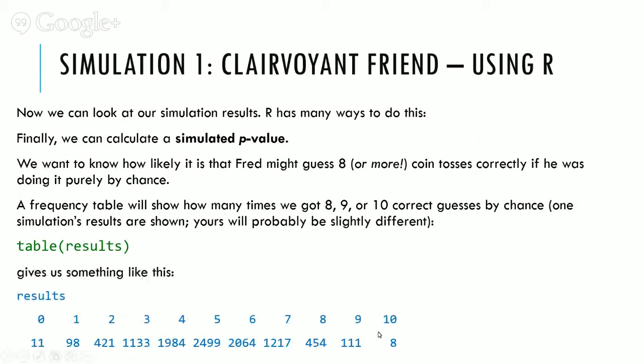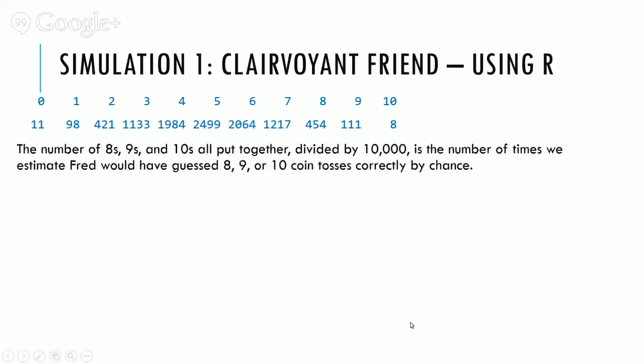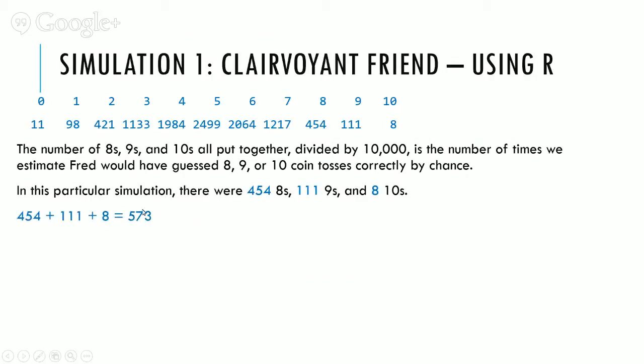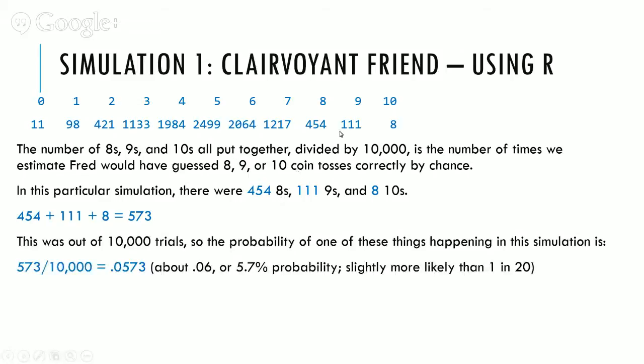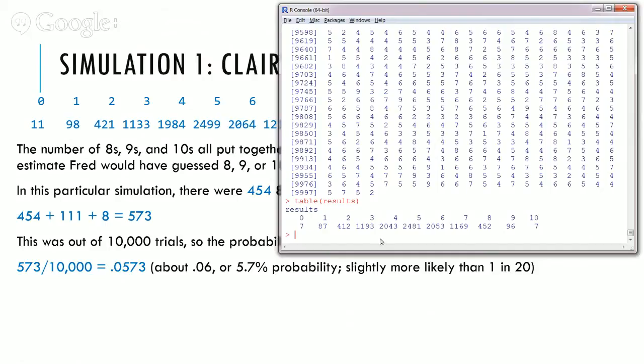This was my table of results. So here it is again. And so if we add the number of 8s, the number of 9s, and the number of 10s together, then we get the total number of times he would be expected by pure random chance to guess 8, 9, or 10 times right out of 10,000. But it's out of 10,000, so we need to divide 573, which is these 3 things added together, by the number of times we simulated. So about 5.7% probability.